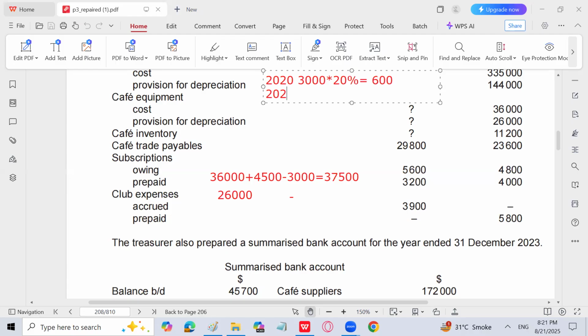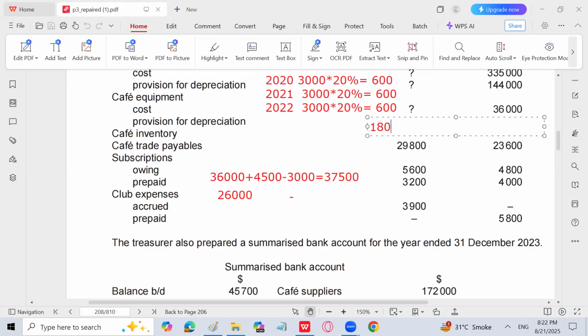Again, it is going to be depreciated in 2021. 3,000 is the cost at the rate of 20%. That is going to be, again, because the straight line method is used, 20%. Then in 2022, it will depreciate as well, because we have used it. We are currently solving the question for 2023. So 3,000 into 20% again will be 600. So the total depreciation on the asset sold is 1,800.